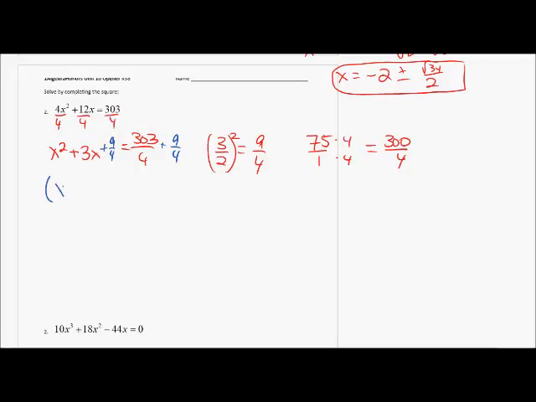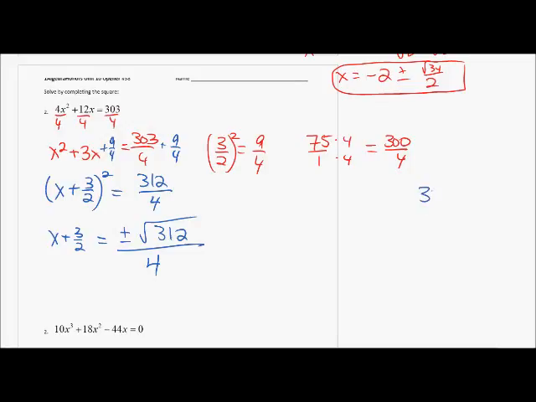So completing the square, this is x plus 3 halves, half of b always, quantity squared, equals 312 over 4. So now, taking the square root of both sides, I get x plus 3 halves equals plus and minus the square root of 312 over 4. Now you might be asking yourself, are there any perfect squares in 312? Well, if you remember our strategy, you take 312 and divide by 2, which is 156, and now you work backwards on the perfect squares.